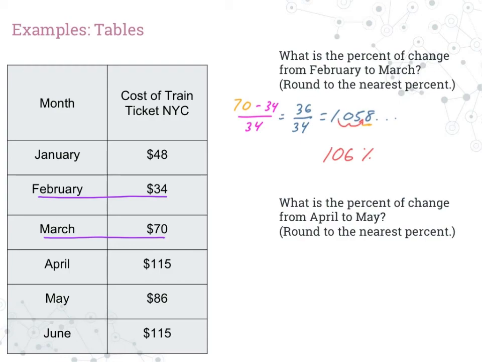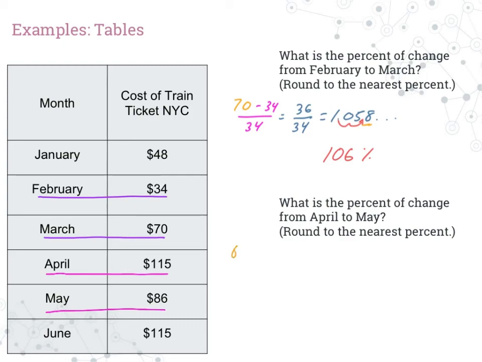Now our second question there asks, what is the percent of change from April to May? So again, I have to look at my table. I've got April at $115 and May at $86. So I know, again, I've got to figure out new versus old. May comes after April in the calendar, so I know that is the new amount.